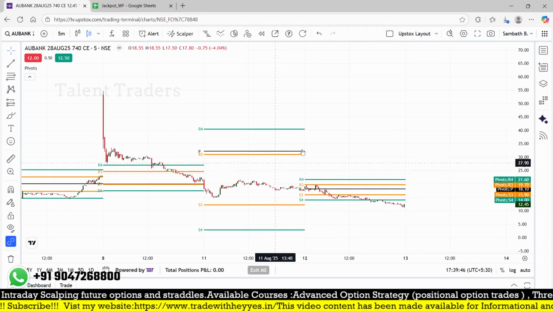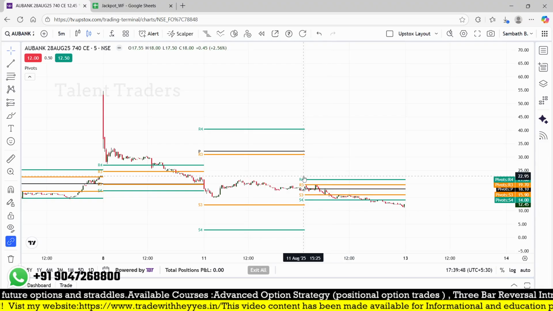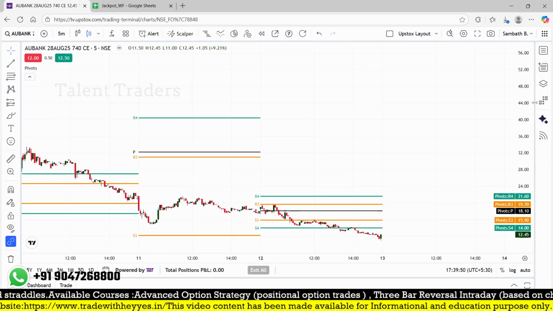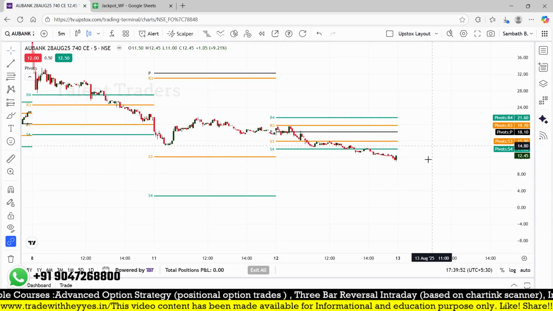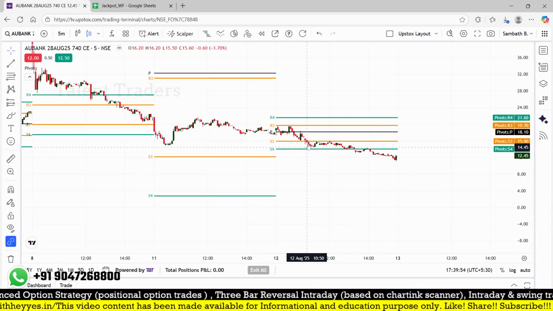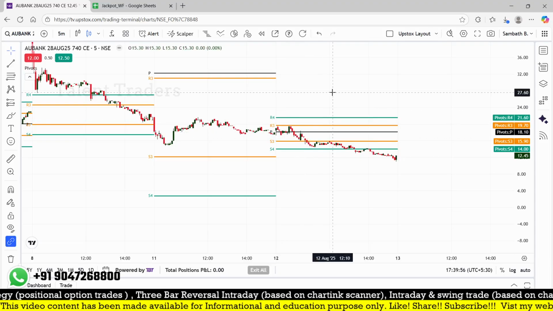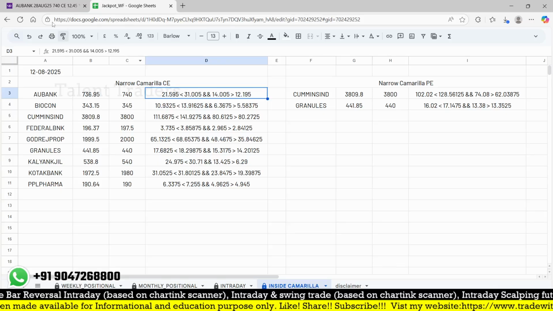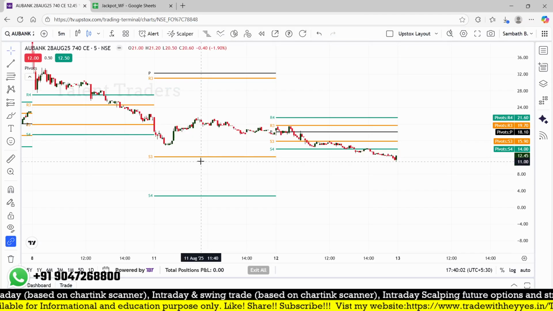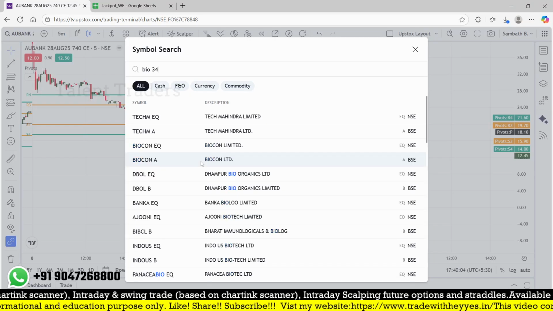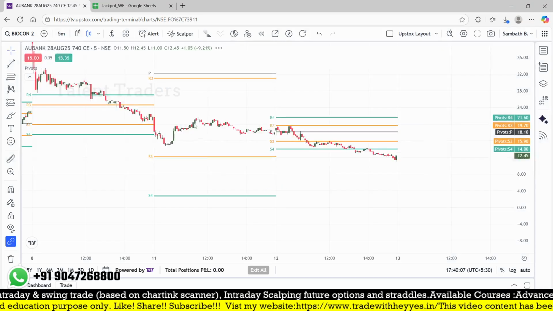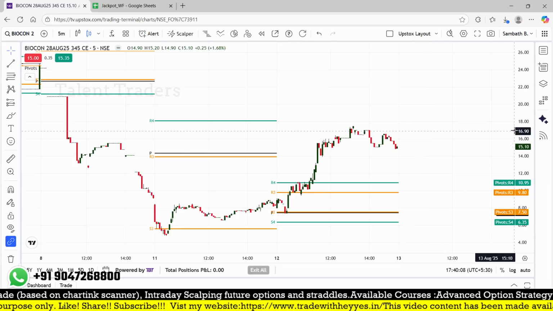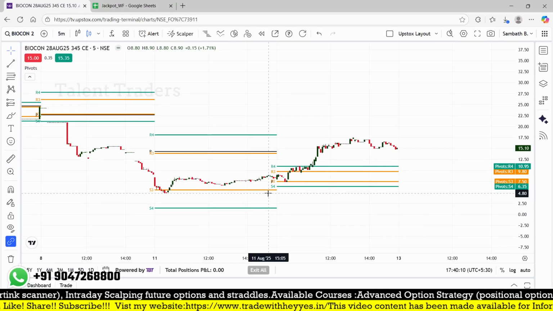If an inside level happens, we may expect the breakout, either the R4 breakout or the S4 breakdown. Anything is possible, but if you are a buyer, we will look for a breakout on R4. Let me look at 345 Biocon. That is what the scanner found. Exactly, the pattern is formed. In this case, today it is Biocon.